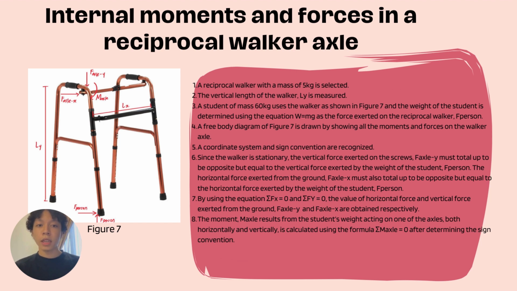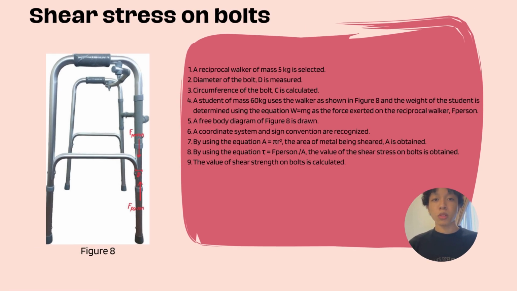The moment M axle, which results from the student's weight acting on one of the axles, both horizontally and vertically, is calculated using the formula summation of M axle equals 0 after determining the sign convention. Lastly, the shear stress on bolts.